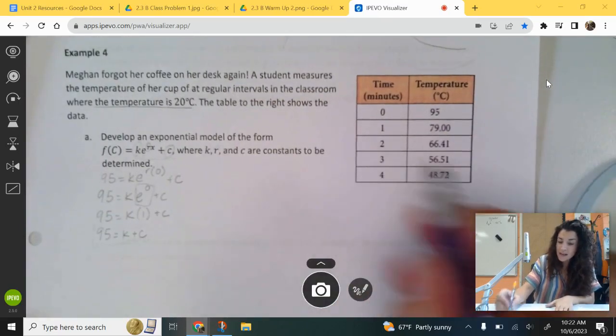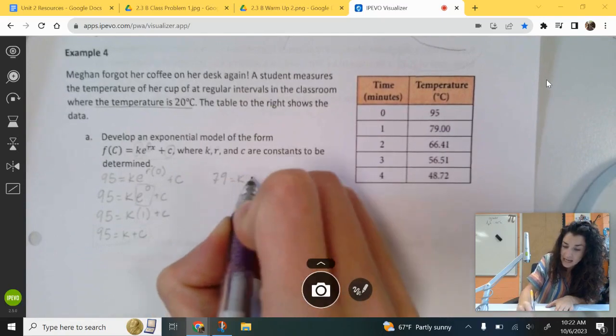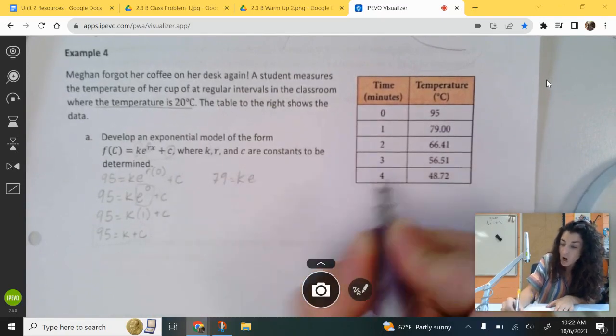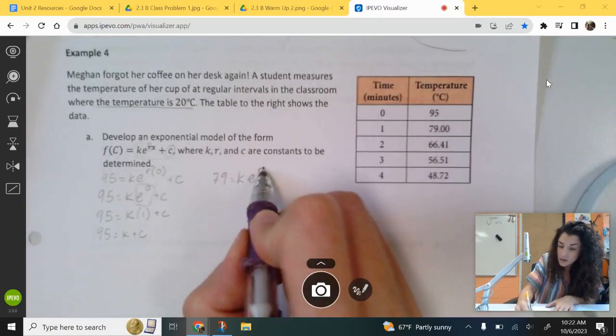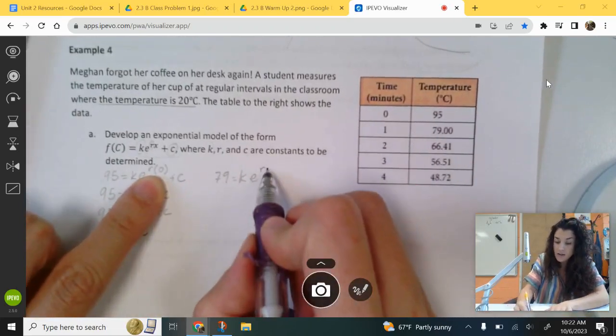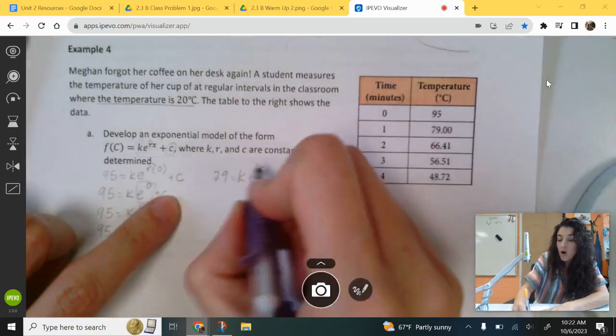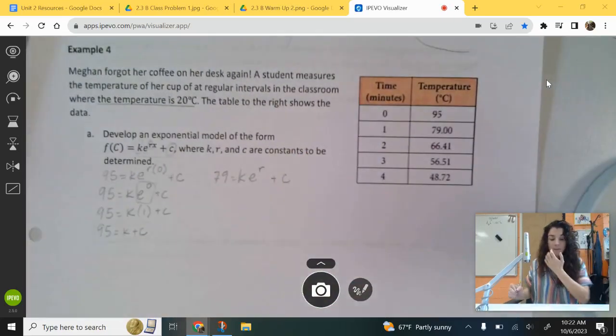If I plug in 79 equals k times e to the r times x would be 1. So I'm just going to keep it as r and not write 1 because r times 1 is just r, plus c.